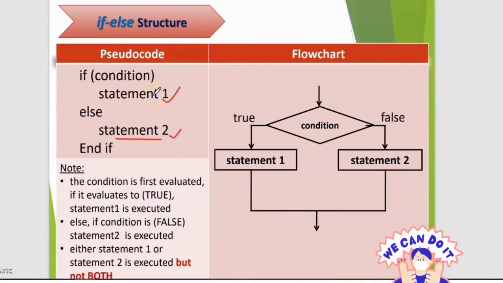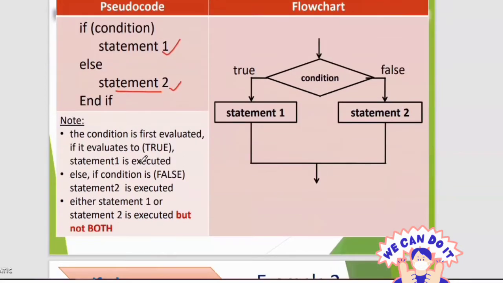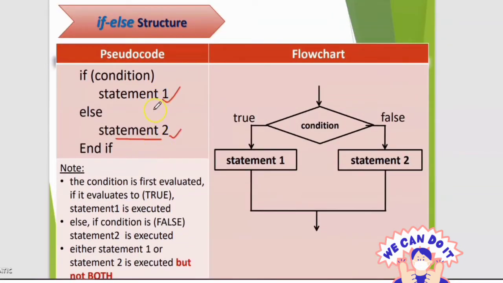Either statement 1 or statement 2 is executed, but not both. Remember, not both statements are executed, just one statement only will be executed. So for the flow chart, when you enter the input, the computer will check the condition. If true, it will execute the first statement. If not, statement 2 is executed.